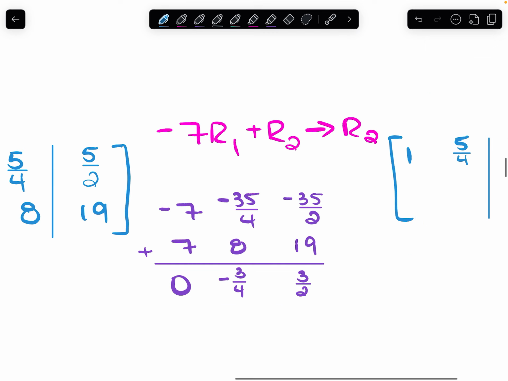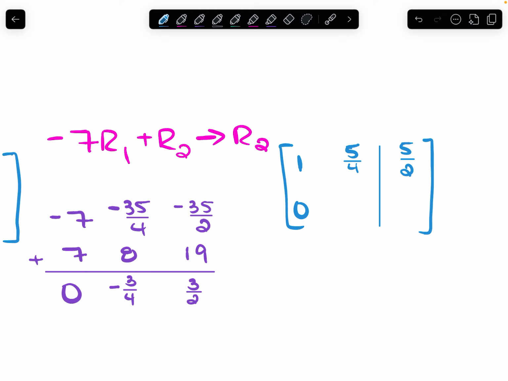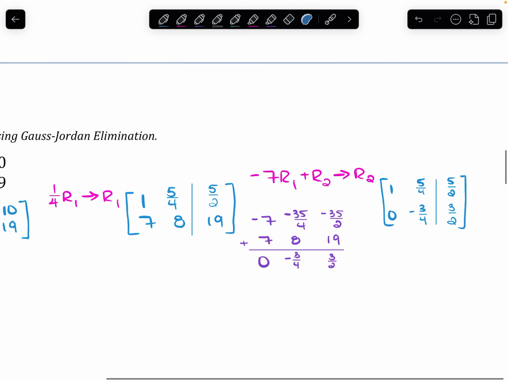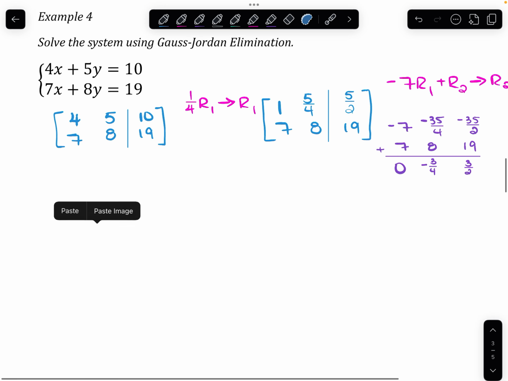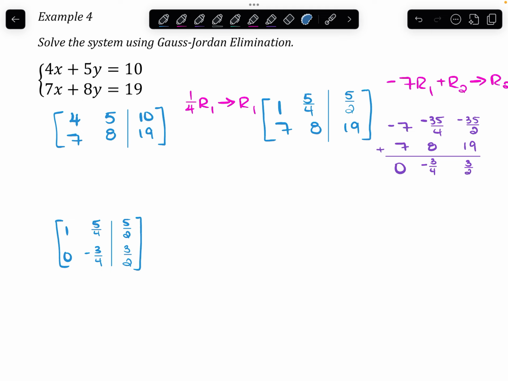And this is our new row 2. So these numbers are now going below here. So 0, -3/4, and +3/2. All right, I ran out of room here, so I'm going to just copy this directly down here just to keep it organized. I'm just going to put it right there. All right, one more row operation left.